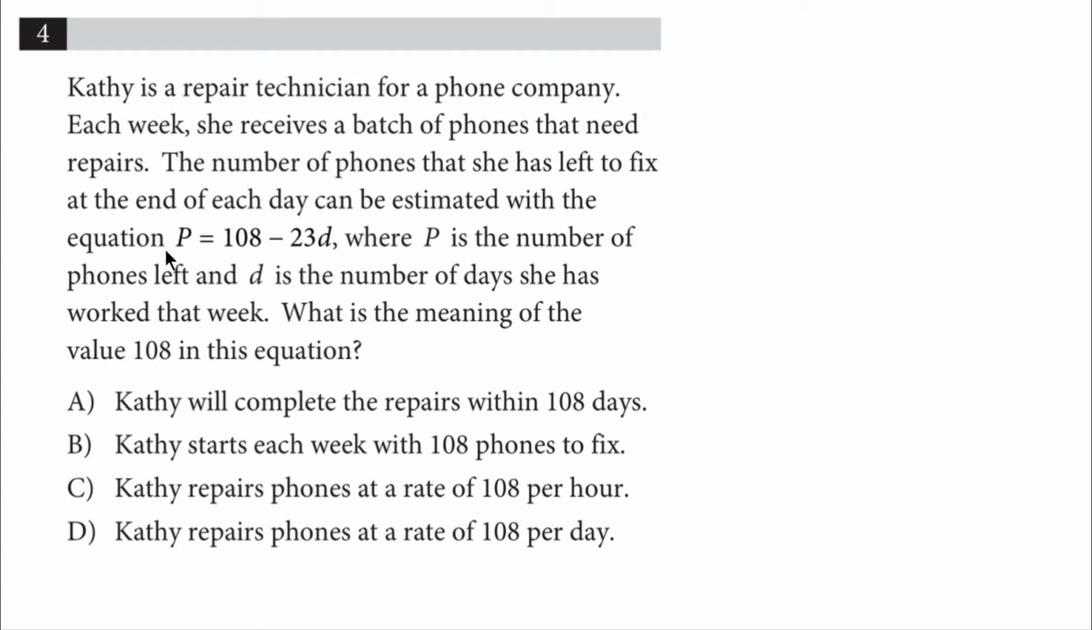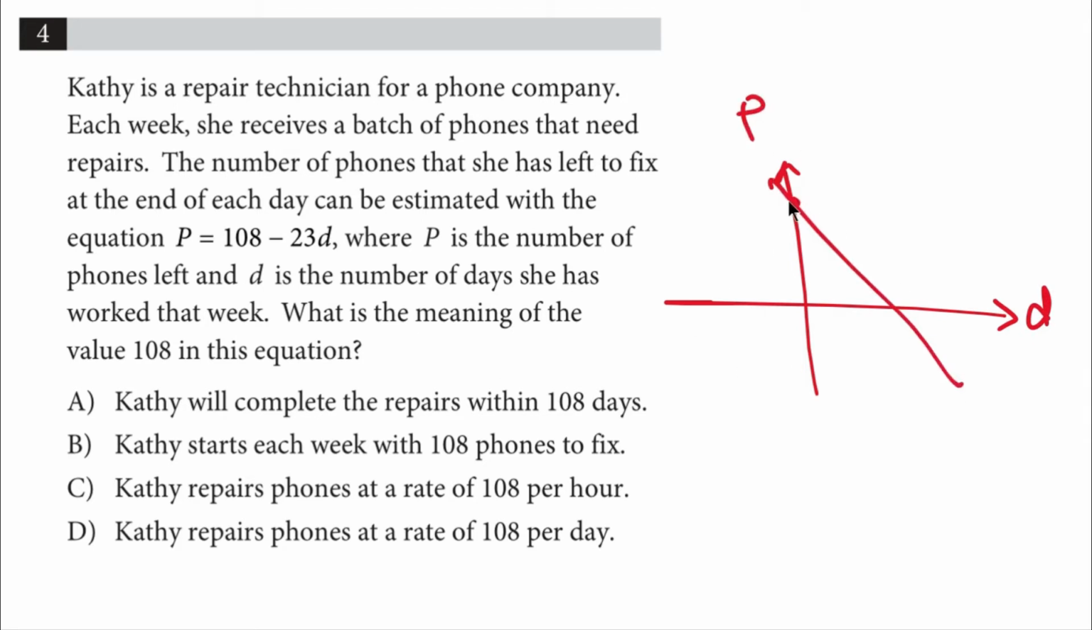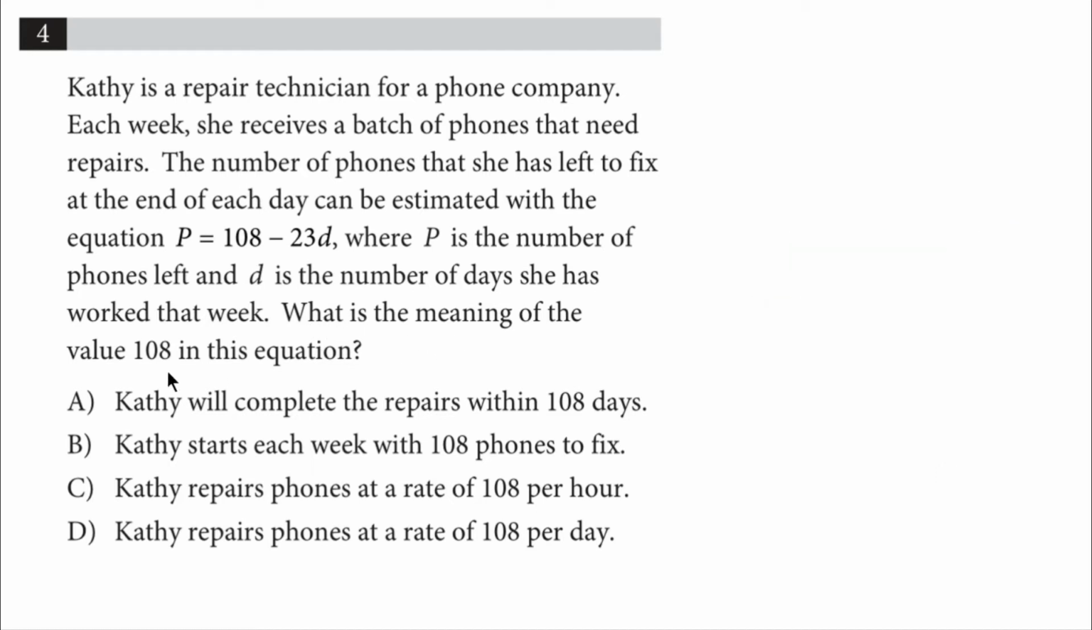Now guys, if you look closely here, you will see that this is a linear equation with a negative slope. So we can actually represent it on an xy plane, which is actually not xy but a D versus P plane. We can express it like this, where the y-intercept is 108. And the slope right here is m is equal to negative 23. Okay, so this is our linear relationship with a negative slope. So it says, what is the meaning of the value 108 in this equation?